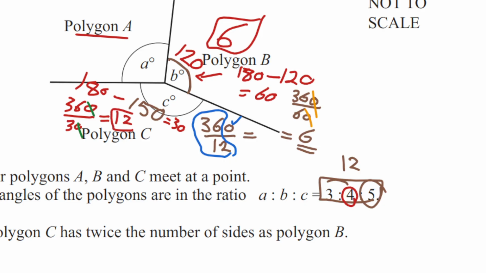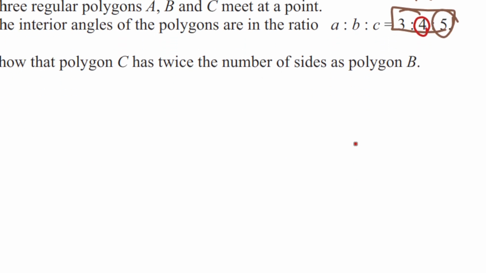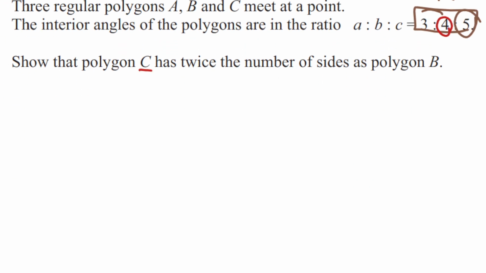And that's proved because 12 is double of 6. So we proved that the number of sides of polygon C is twice the number of sides of polygon B. And that's your 5 marks. Was it easy?